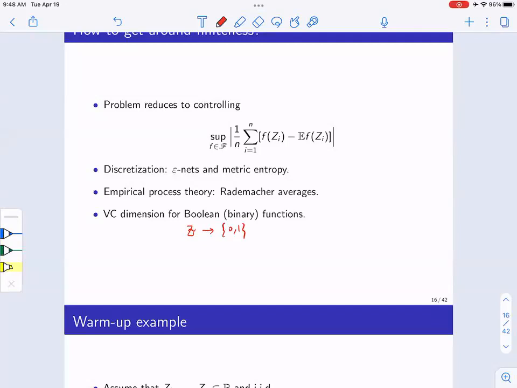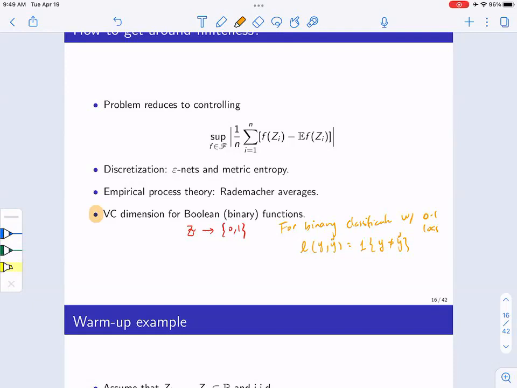If it's a Boolean class, so for example, for binary classification with 0, 1 loss, right? You call that the loss is defined as indicator y not equal y tilde. So the loss is binary valued. So if you look at the loss function class, it's from x cross y to 0, 1. So it's really suitable for analyzing classification problems. So we're going to start with this, okay? And then later on, we'll talk about the other techniques and try to relate them together.